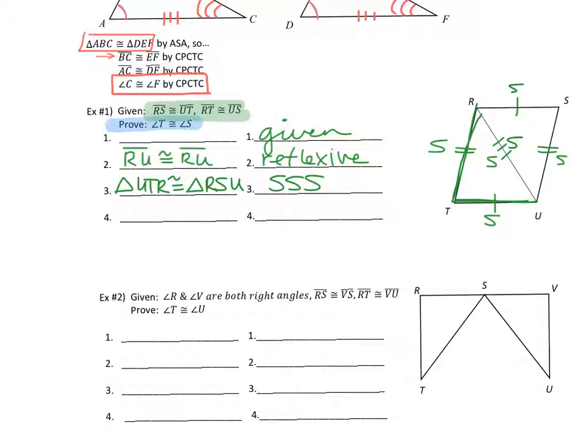Normally this is where we stopped, right? We proved that the triangles are congruent, but we're not trying to prove the triangles are congruent now. We're trying to prove the angles are congruent. So how do I know that angle T is congruent to angle S? CPCTC, right? We proved everything about the triangles has to be congruent, therefore those angles will be congruent. So angle T is congruent to angle S by CPCTC. Questions on that? See, that's not so bad, right? Just one extra step on the end.